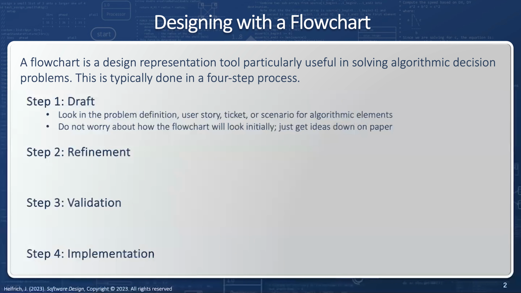So the draft part is we look at the problem definition or the user story or the ticket or the scenario or whatever else it is, and we try to look for components that relate to algorithmic constructs like if statements and loops and assignment operators and stuff like that. And we don't really care about how it looks initially. It's probably going to be really messy.